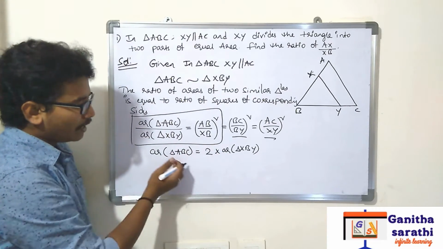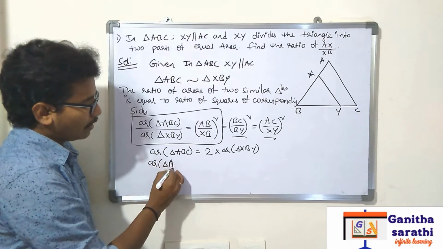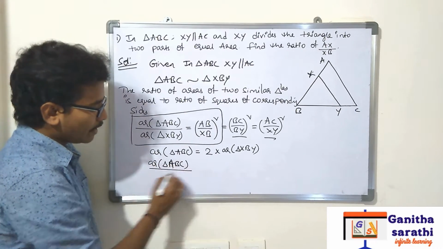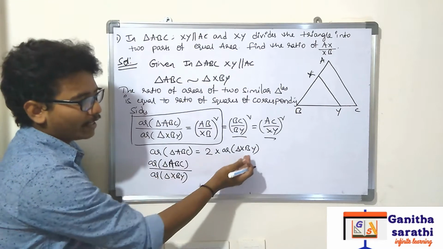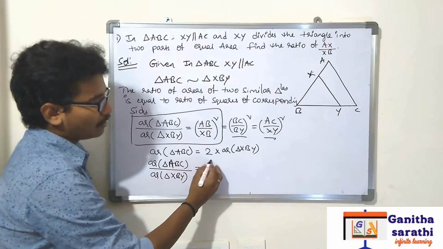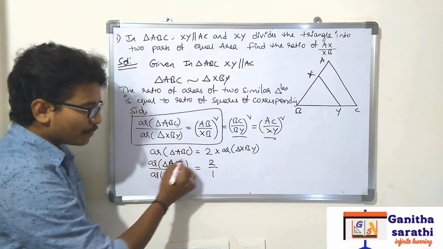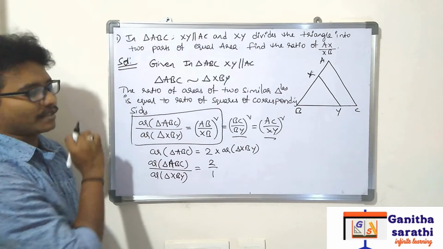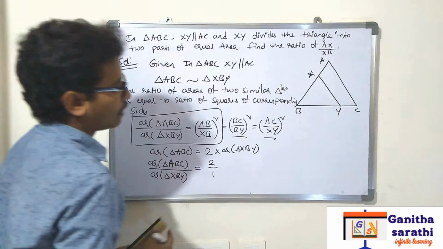If this comes here, what will be the ratio? Area of triangle ABC by area of triangle XBY. Taking XBY to the left-hand side, it is 2 by 1. So what is the ratio for this one? 2 by 1. We will substitute this 2 by 1 in this place. Understood? Okay, now see here.